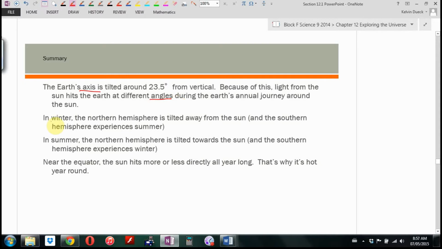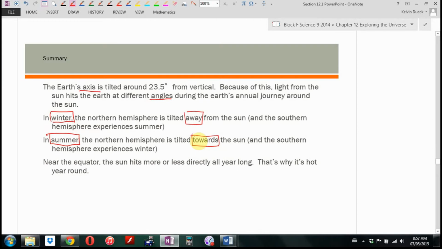In winter, the northern hemisphere is tilted away from the sun, and the southern hemisphere experiences summer. In summer, the northern hemisphere is tilted towards the sun, and the southern hemisphere experiences winter.